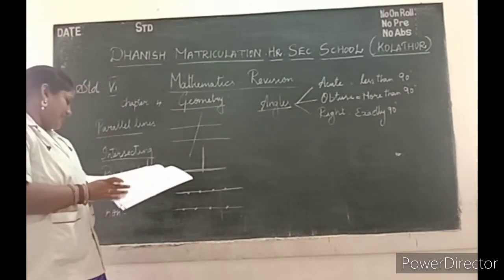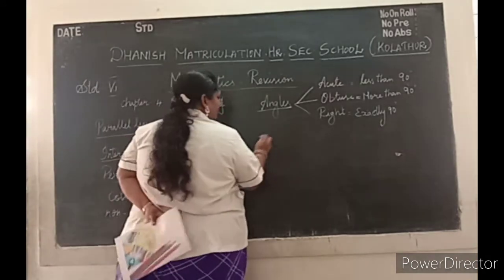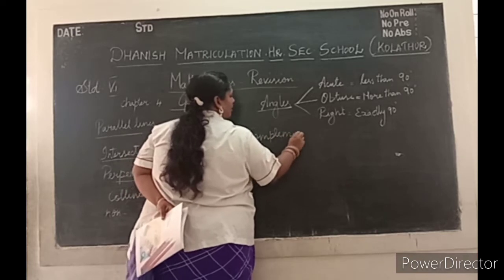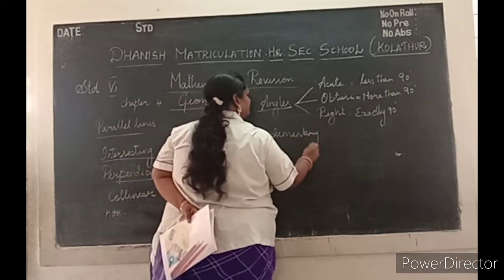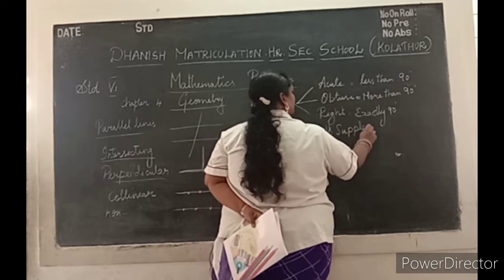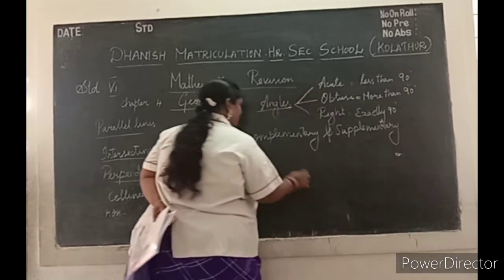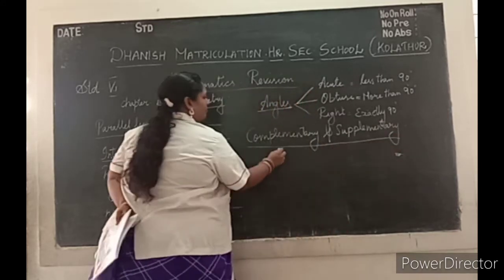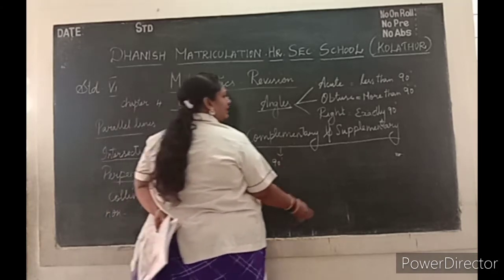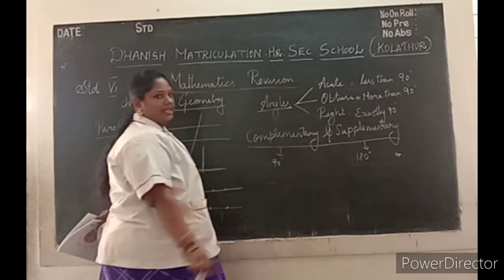The next important thing: what is complementary and what is supplementary? As you all know, complementary means calculation with 90 degrees and supplementary means calculation with 180 degrees.